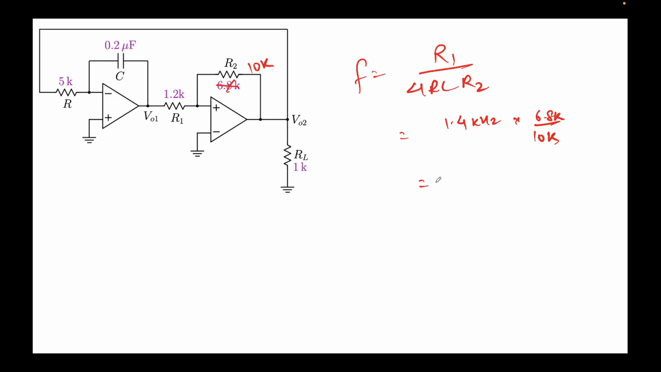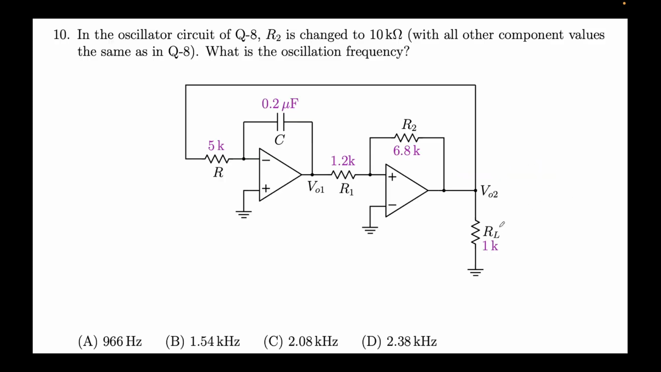So it was 1.4 times 6.8 by 10. You can also put in this formula and try to solve this out. The answer will remain the same. That's not the concern here. I just want to spend some time on analyzing the results. It's coming out to be 952.95 kilohertz, where I have made some approximations.